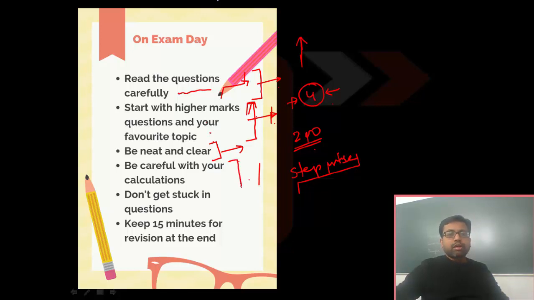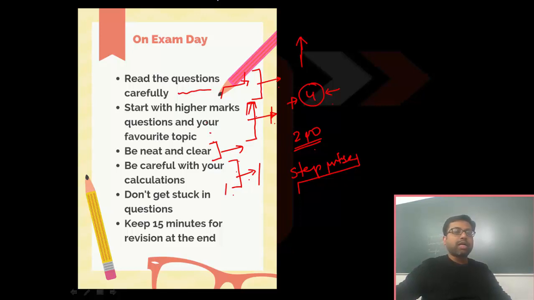As I said, statistics is one chapter, and surface area and volumes is another chapter that is going to be heavy on calculations, and that's going to be around 10 or 12 marks. So you have to be careful with your calculations. Even if you do all the steps right, and the answer is not correct, some marks are going to get deducted. So you need to be very careful with your calculations.